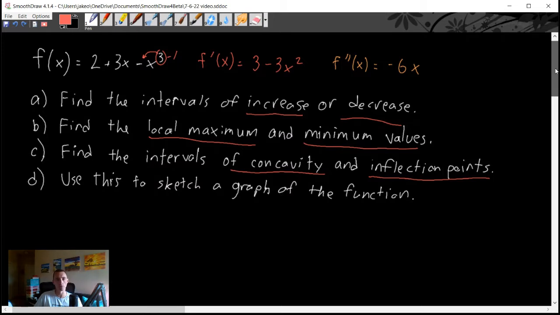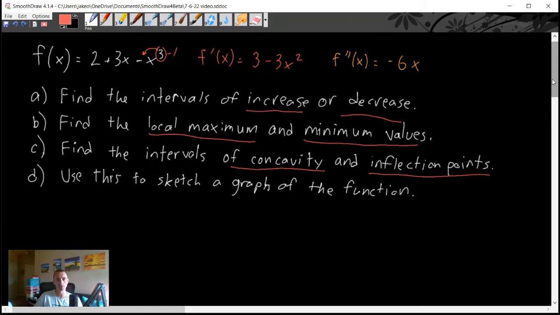So how do you find the critical number of a function? Well, all you have to do is take the derivative and set it equal to 0 and solve for x. So we already have our derivative. It's 3 minus 3x squared. So we're going to take 3 minus 3x squared, and we're going to set it equal to 0.